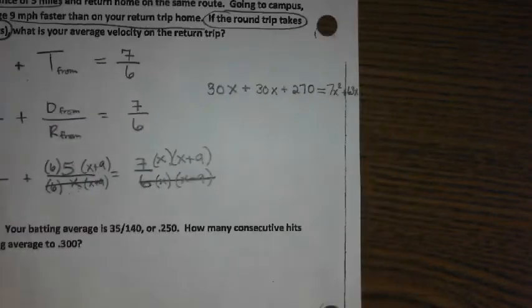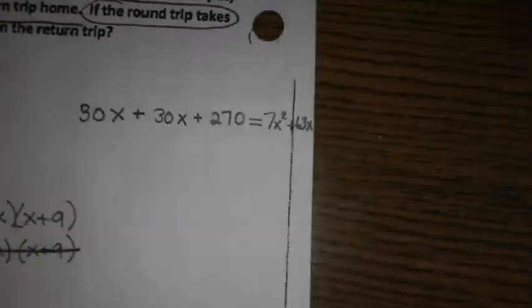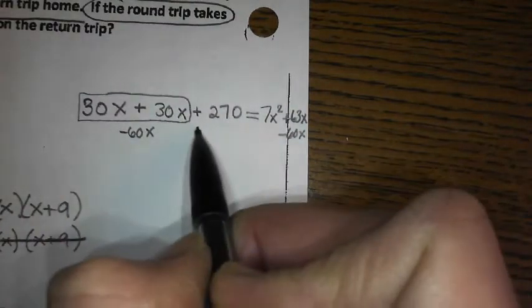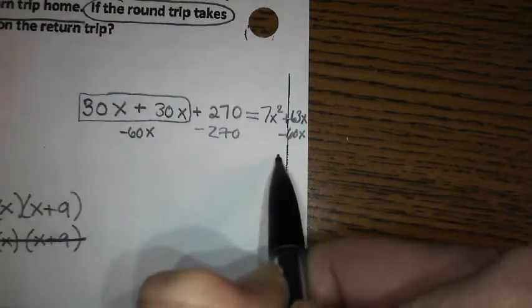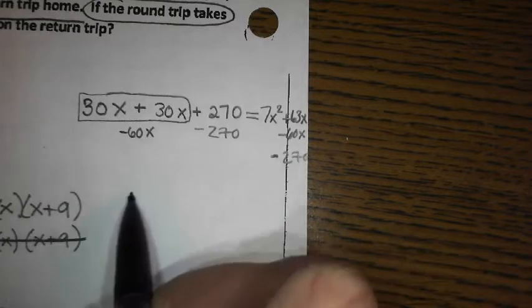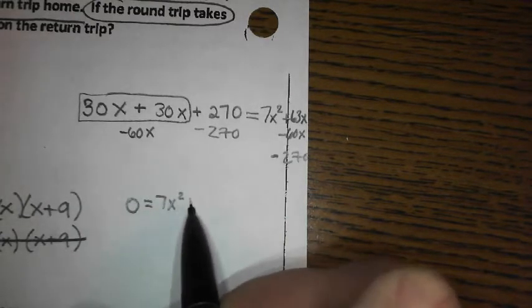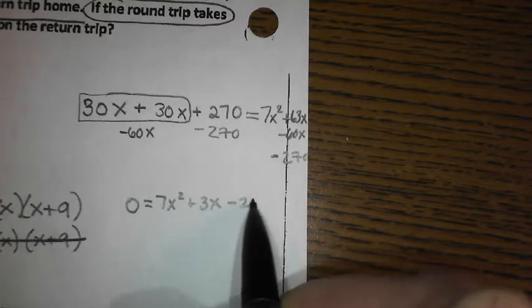Now what kind of equation is this? Quadratic. So I'm going to get it equal to 0. So this is how many x's total are on the left right now? 60. So I'll subtract that 60x over to the right, and I'll subtract this 270 over to the right. So I get 0 equals 7x squared plus 3x minus 270.